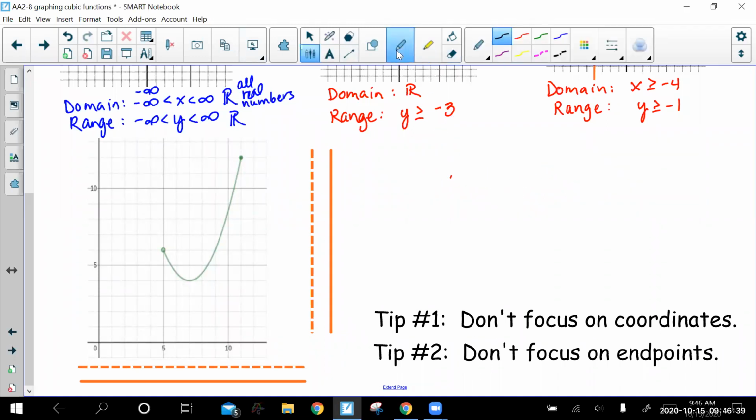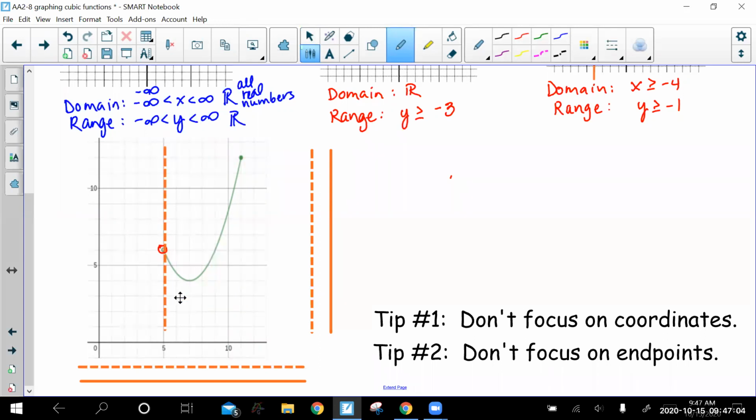So instead, we're going to just focus on those walls. So I'm going to start with the x's. I notice here that there's a wall. I notice it also has an open circle. Just like we did before, that open circle means it doesn't quite get there. And to show that, I like to use a dashed line.